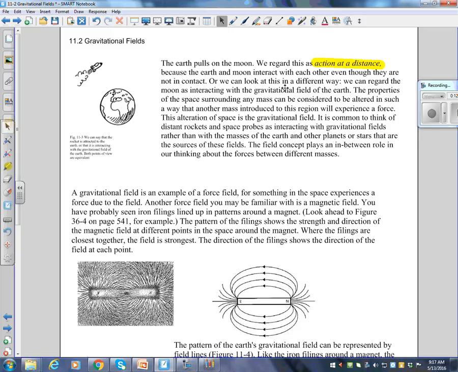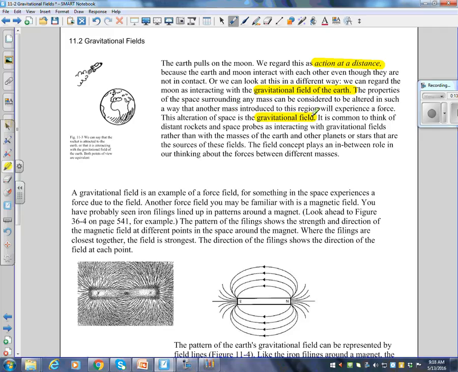We can regard the Moon as interacting with the gravitational field of the Earth. Force fields do exist. The properties of the space surrounding any mass can be considered to be altered in such a way that another mass introduced to this region will experience the force. This alteration of space is the gravitational field.